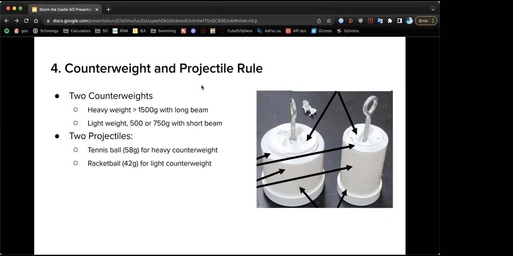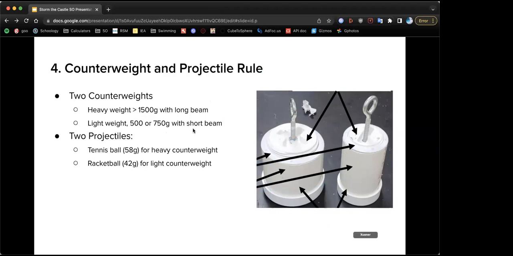So I got a little bit off topic there, but in my case, the lighter weight was usually 500 grams or 750 grams, depending on the competition. The heavier weight was 1,500 grams to 1,800 grams.